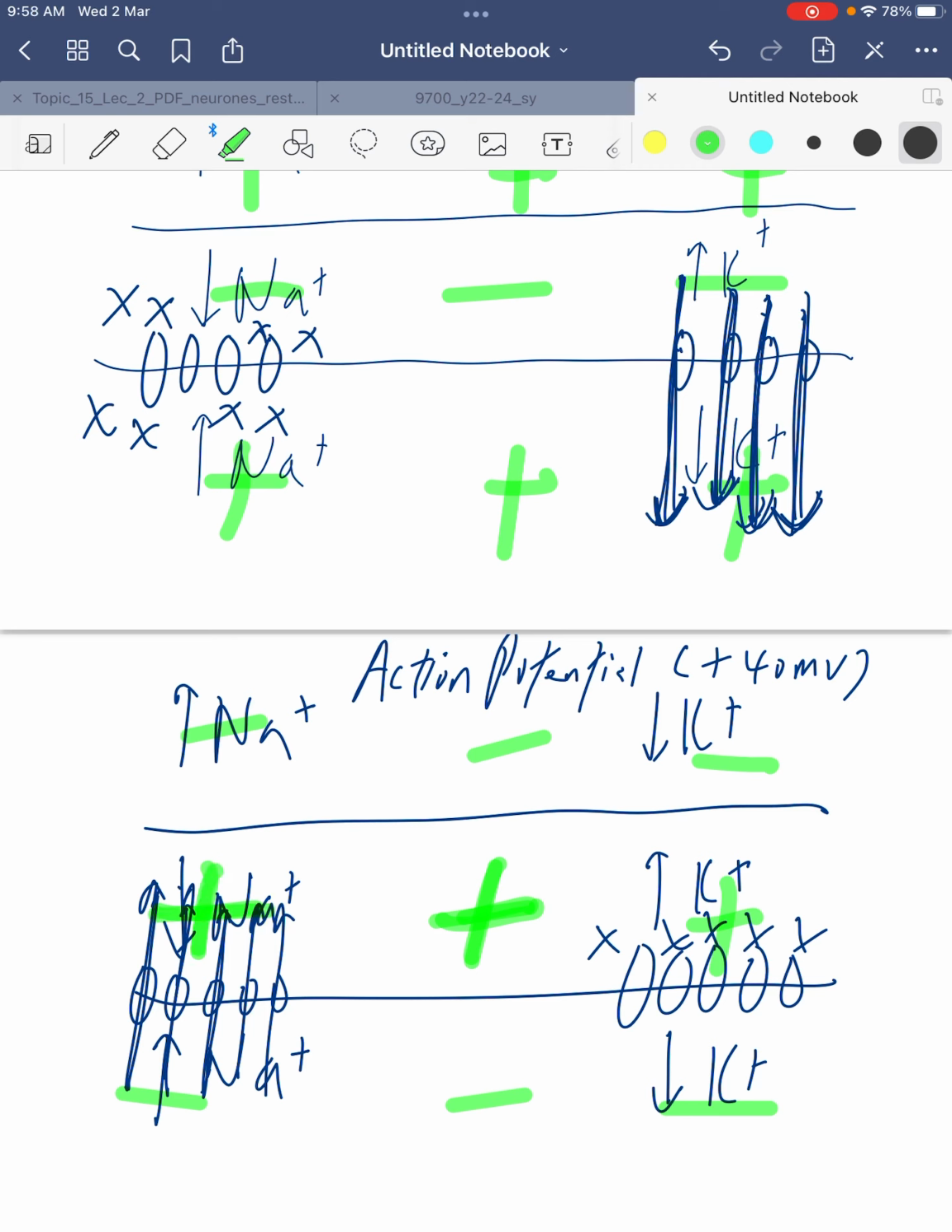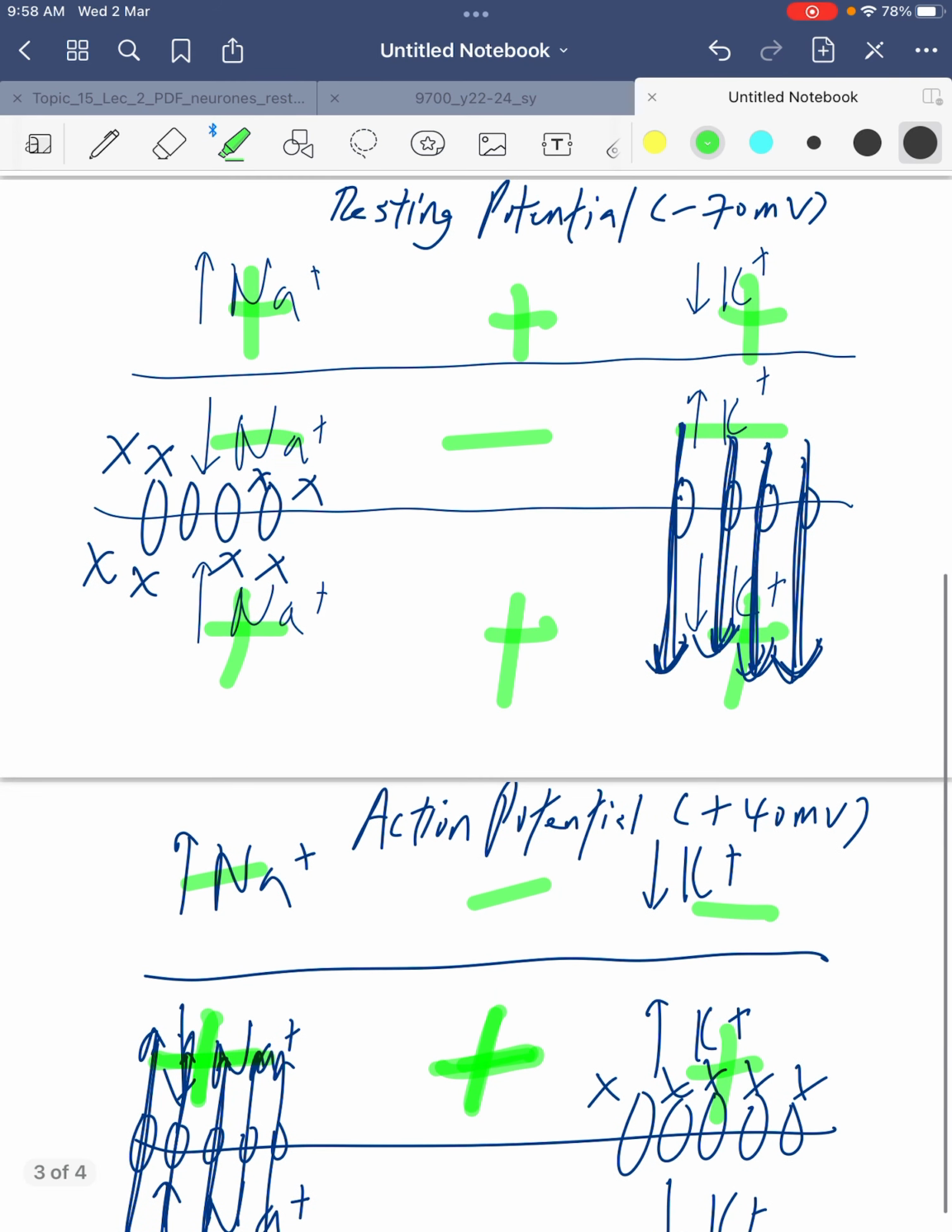So the thing is, it's a very simple concept. If you want to make the inside negative, potassium has to leave. This is an easy way to understand this topic. If you want the axon to be negative inside, the potassium has to leave. If you want the inside to be positive, the sodium has to enter.